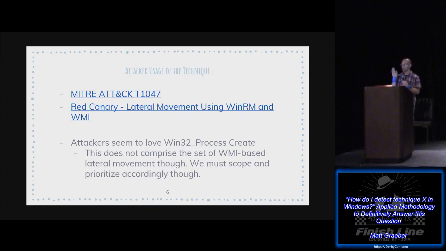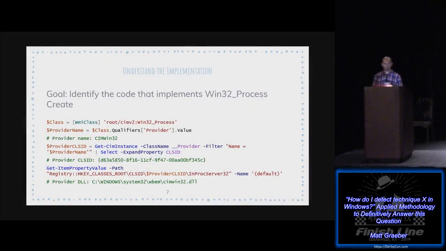So for the purpose of this talk, we're going to scope our detection and data source analysis around just this particular procedure, right? So TTP procedure of Win32 process create-based lateral movement. And there are some good resources out there that I've highlighted here. Okay? So what I'd like to do is to start understanding the implementation of Win32 process create.